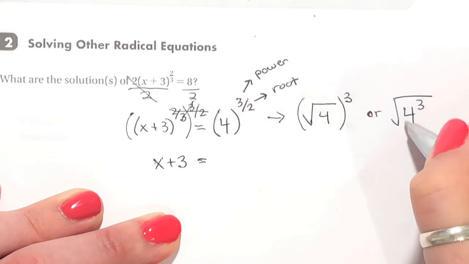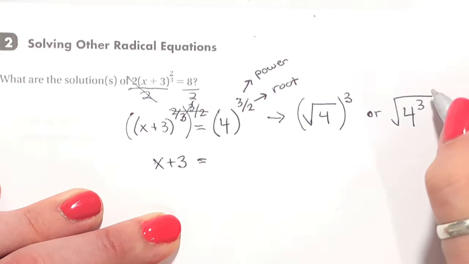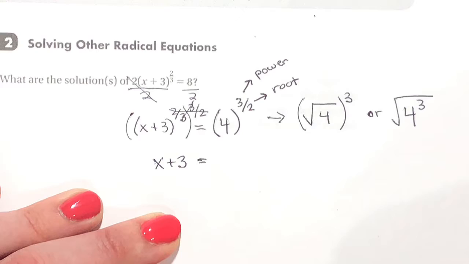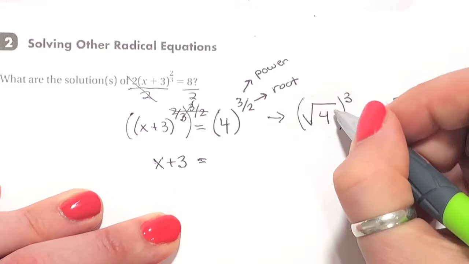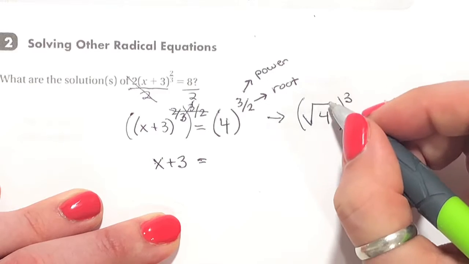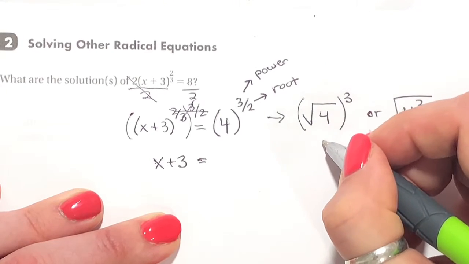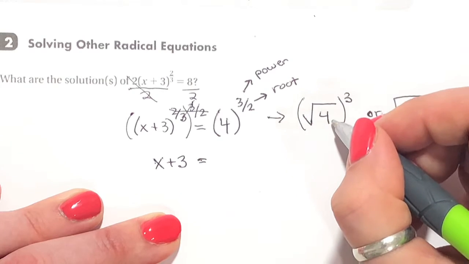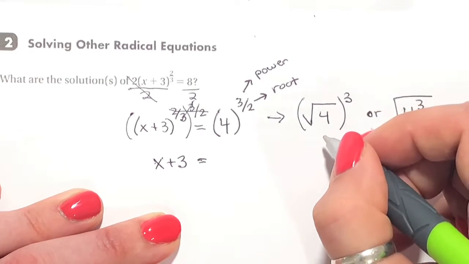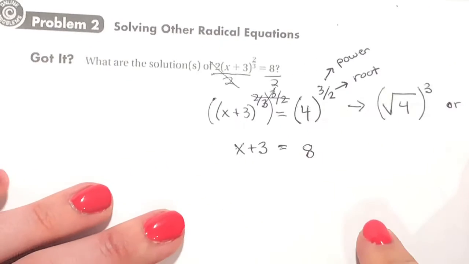Rather than if I do 4 cubed first, I'm going to get 4 times 4 times 4, which is 64, and then have to take the square root of it, which also still works. But usually if I can make my number smaller first, I like to do that. But now we can figure out what this is by doing the square root of 4, which is 2, and 2 cubed is 2 times 2 times 2, which is 8. So we get 8 as our answer.